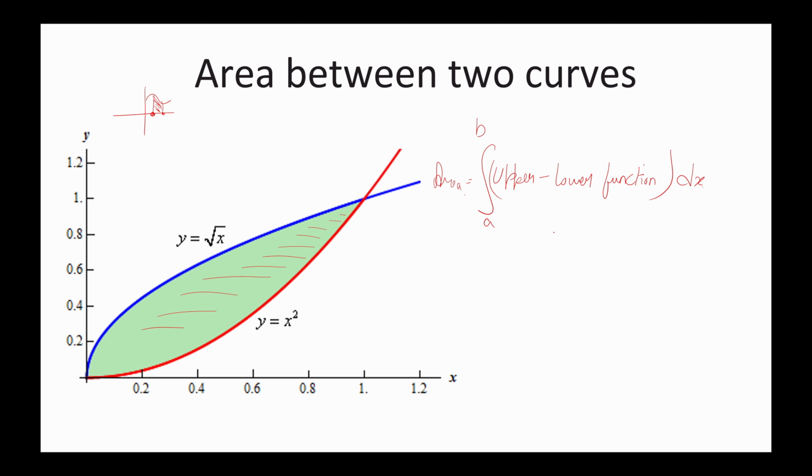Now for example, in this question, let's say if I was to find out the area enclosed from 0 to, let's say, 1. So how am I going to write this down? It is going to be 0 to 1 root x minus x square dx. So this is how I'm going to find out the answer for this question.